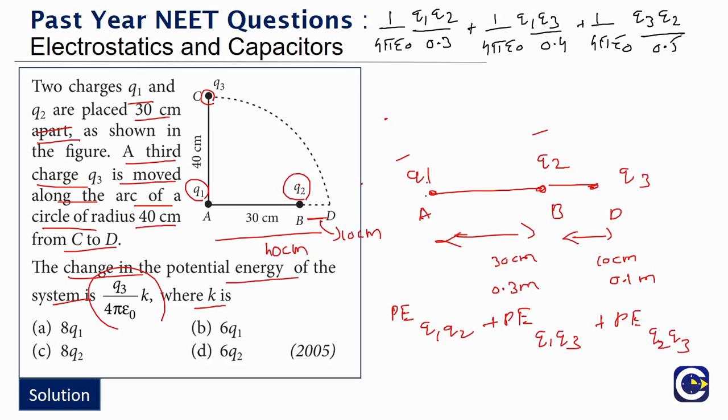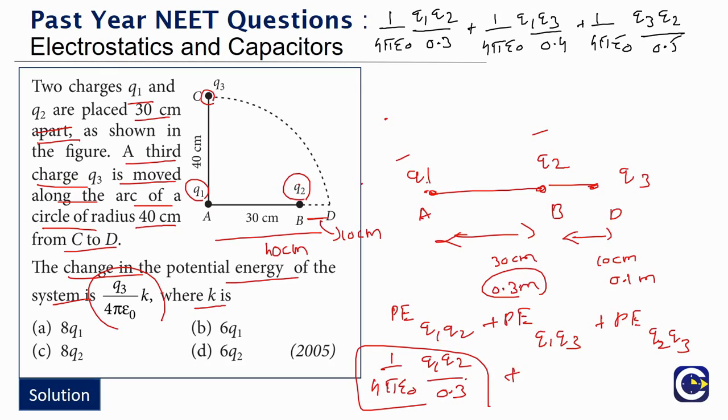Now Q1 and Q2 means what? Look at it. Q1 and Q2, the gap between them is 0.3. So 1 by 4 pi epsilon naught Q1 Q2 by 0.3. In fact, we can see this term is as it is. It is not changing between the initial and the final.